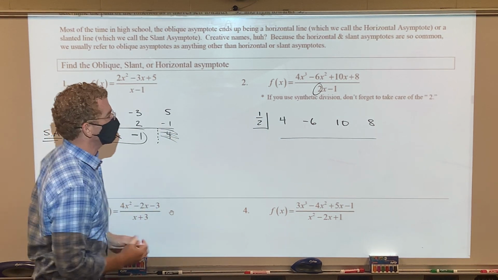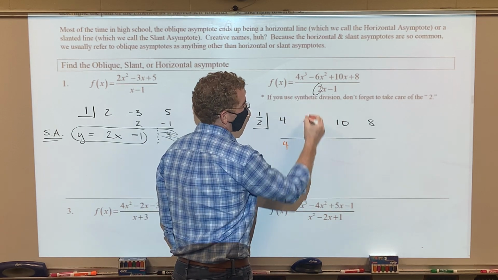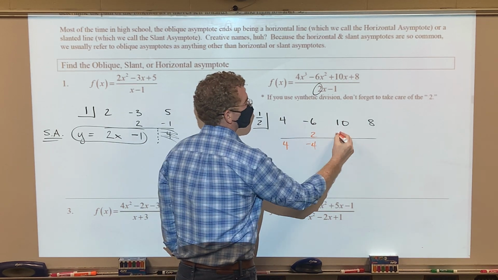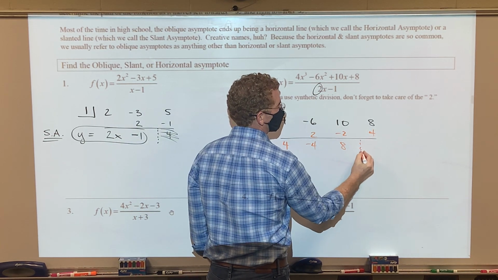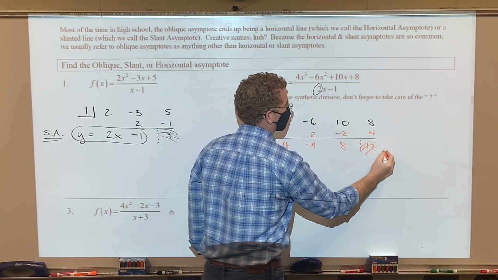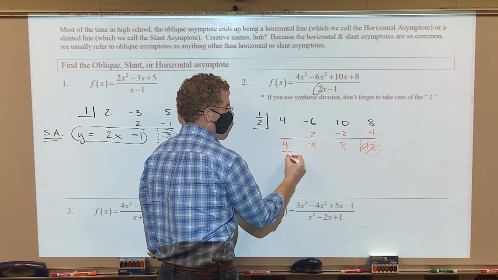So again, real quickly, drop the 4. Half of 4 is 2. Add. Half of -4 is -2. Add. Half of 8 is 4. I really didn't even have to do that though, because I really don't care about that. And then because there's a lead 2, don't forget to divide by 2.